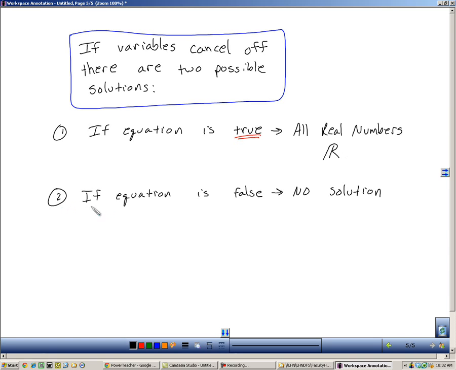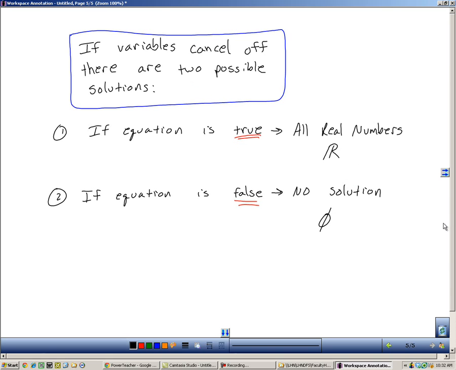The other possibility is if the equation is false, there is no solution, and the special symbol that we can use for that is a 0 with a slash through it. Now you could write the words, all real numbers or no solution, or you could use the symbols. These are the two possible answers when the variables cancel off completely.